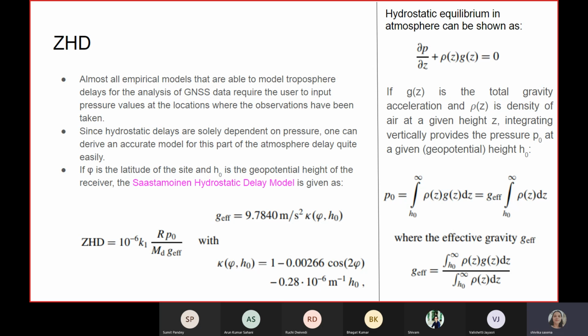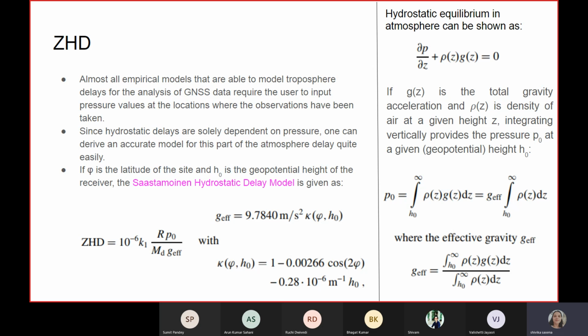So if G(z) is the total gravity acceleration and rho(z) is the density of the air, both are functions of altitude, that is height, Z. Integrating vertically provides us with the pressure value P0 at a given geopotential height H0. So how do we arrive at P0? We integrate the second portion of the equation from height H0 to infinity. Infinity means the top of the atmosphere.